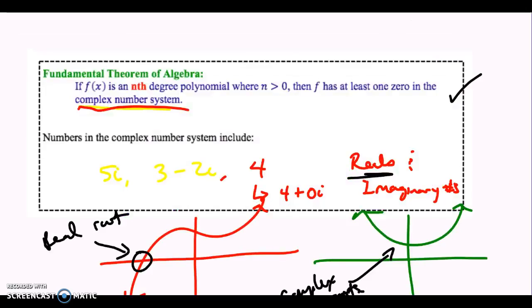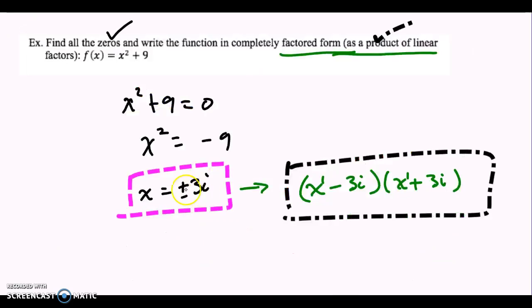I just want to go back here to the fundamental theorem. Will our polynomial have at least one zero in the complex number system? This one did. It had two numbers in the complex number system. Here we want to find all zeros and write the function in completely factored form as a product of linear factors. I'm going to give you a hint before you start this on your own.